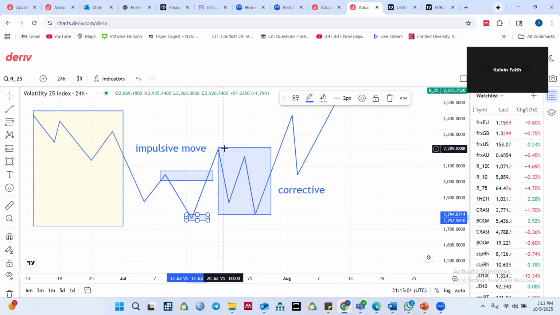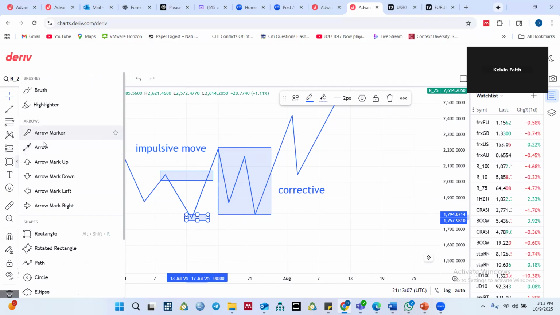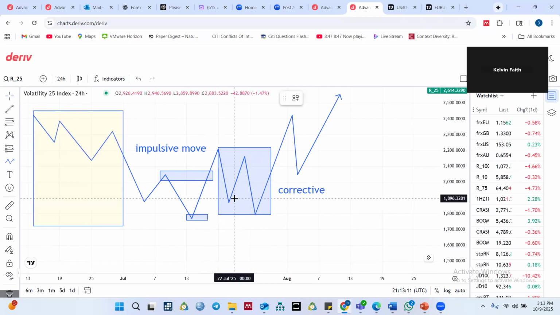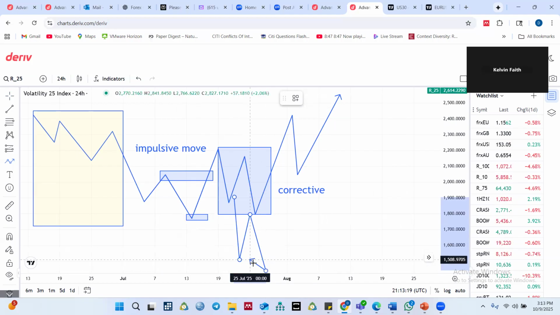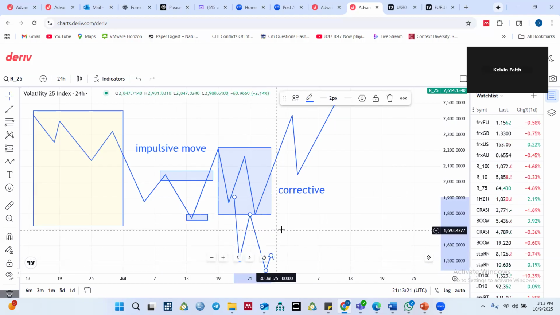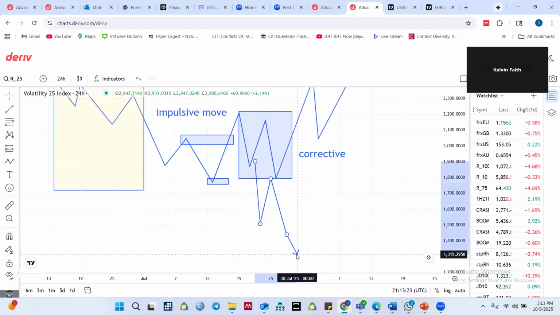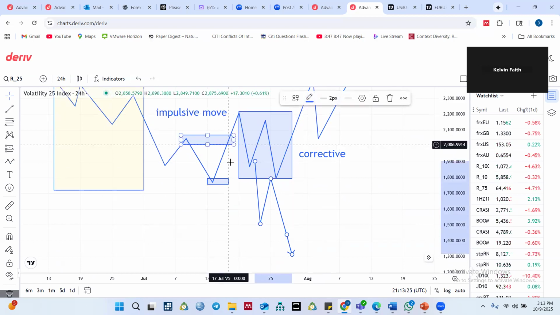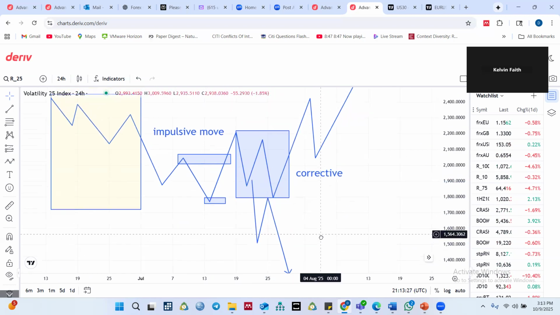If the drop, the corrective, were to take this low out, let's say price dropped and took this low out, what would we have called that? Then it means that we are not making intentions of going bullish. We are continuing the downtrend.